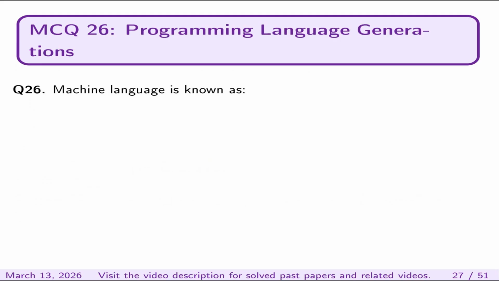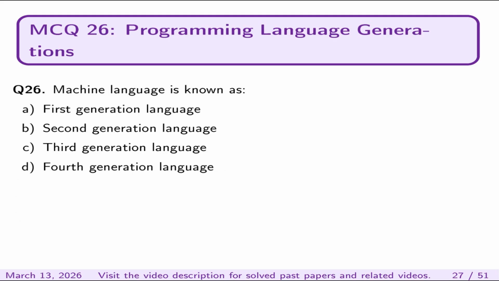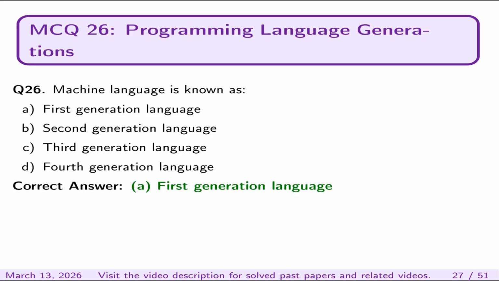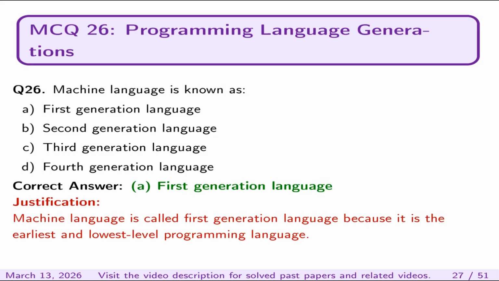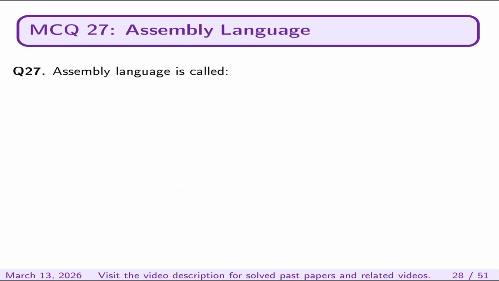Question number 26. Machine language is known as: first generation language, second generation language, third generation language, fourth generation language? The correct option is first generation language, because machine language is the earliest and lowest level programming language.